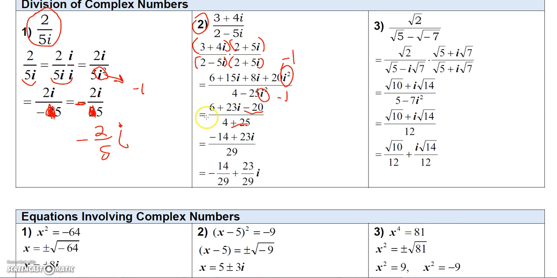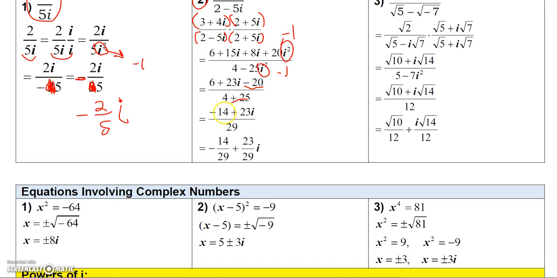Now, since this is 6 plus 23i minus 20, I can combine 6 and minus 20 and get minus 14, because 6 minus 20 is minus 14. And then the 15i plus the 8i combined is 23i. So I have minus 14 plus 23i, all over 29, because 4 plus 25 is 29.